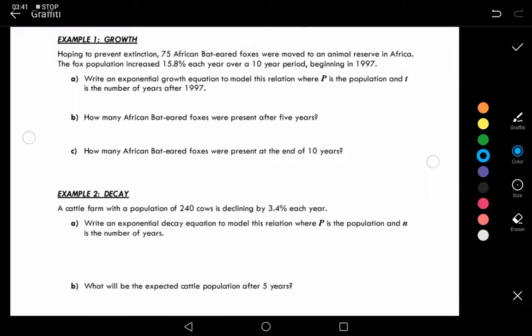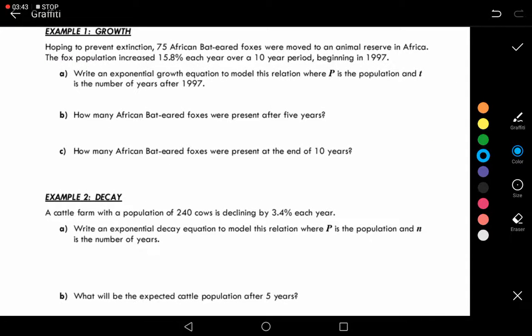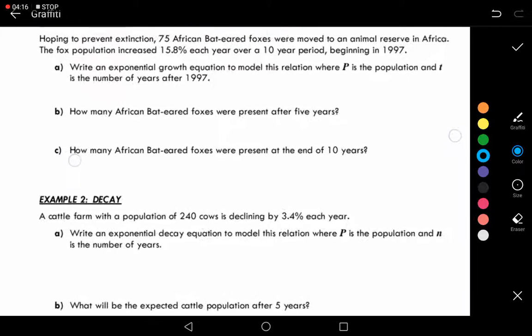So for example, let's look at growth here. Hoping to prevent extinction, 75 African bat-eared foxes were moved to an animal reserve in Africa. The fox population increased 15.8% each year over a 10-year period beginning in 1997. Write an exponential growth equation to model this relation where P is the population and T is the number of years after 1997.